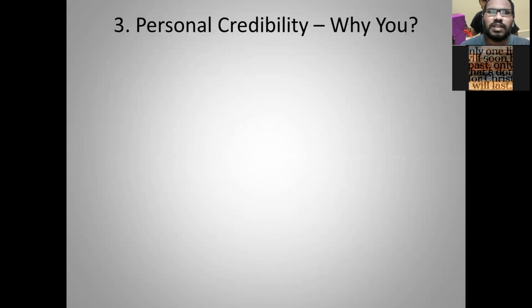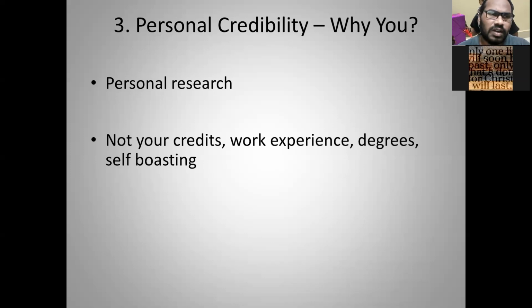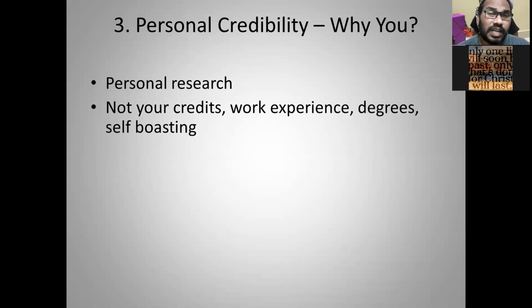And personal credibility. So you have said what you are going to speak, what the end product is, but why are you going to speak? What is your credibility? This is a kind of personal research. We can say, I have been working on this concept for 5 years, or something like that. It's not your credits, your degrees, your experience.